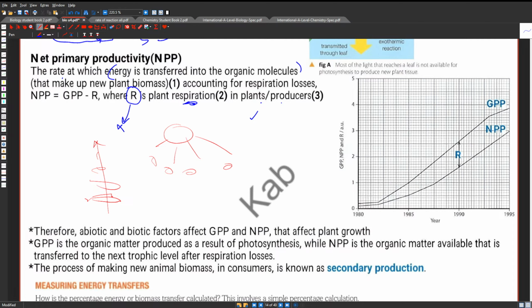They're now waste products. But what's left for the next trophic level? Only the organic matter that wasn't broken down in respiration. The biomass that's used to build tissues is available for the next consumer. That's why NPP equals GPP minus respiration. It represents the energy that's actually stored in the biomass and passed on.